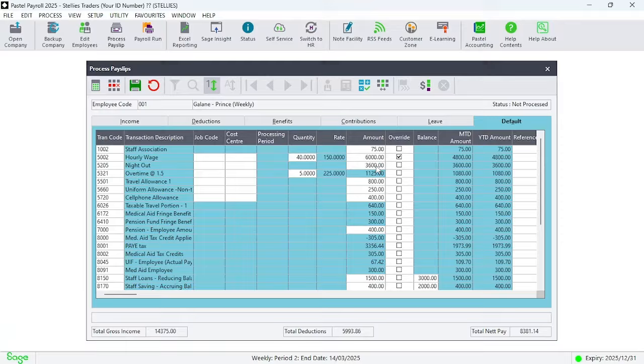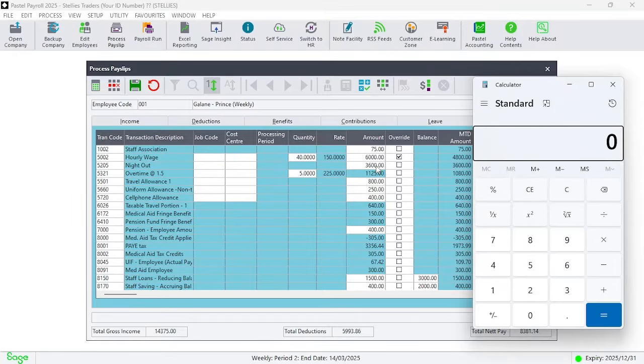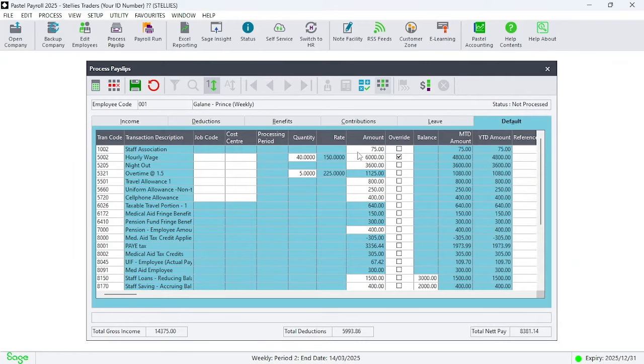So we're going to get our onboard calculator, F9 again, comes to our rescue. We're going to take 3 times 850, and you get 2,550. So I'm going to change that night out to 2,550.